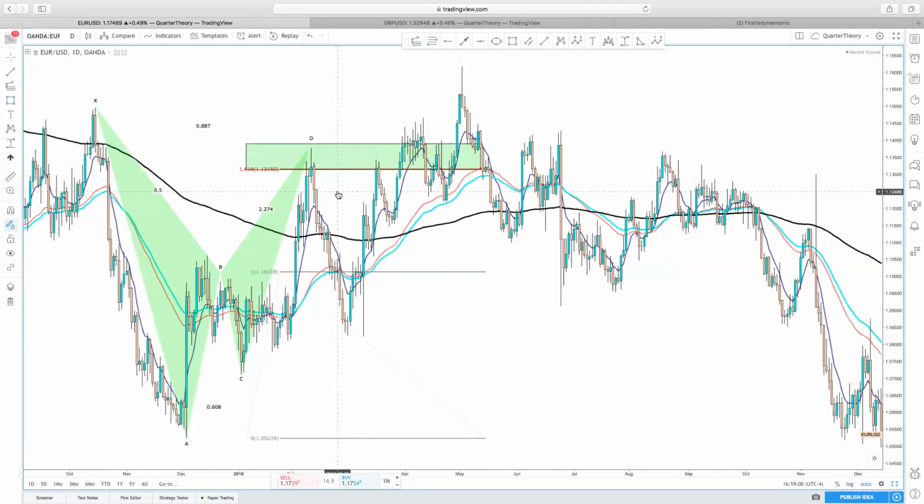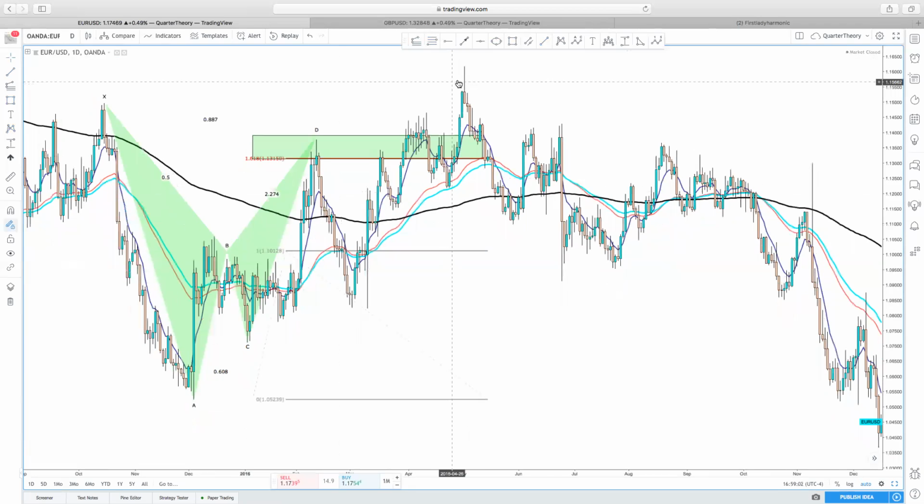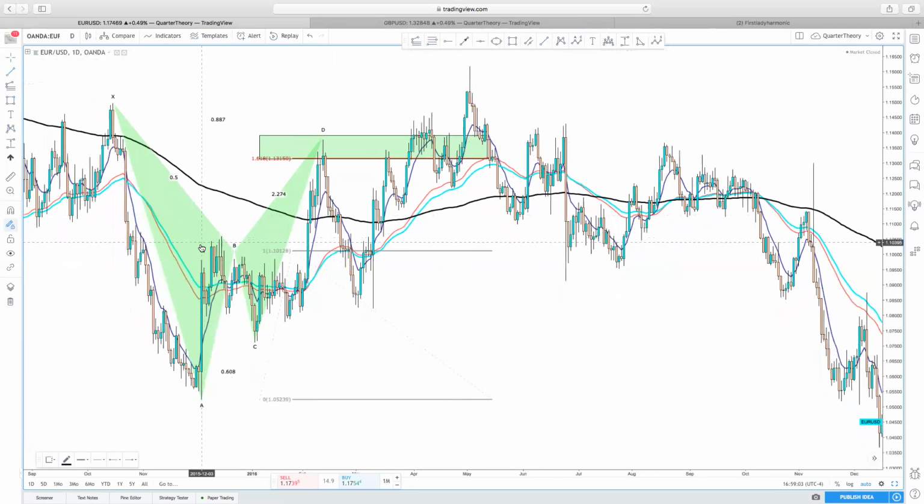So that's actually a nice little confirmation confluence that this pattern definitely had some validity. Also, you want to make sure your pattern is valid. Once the B point has been broken, you can start to say to yourself, you have a confirmed harmonic pattern in the making. So just a couple of tips from that.